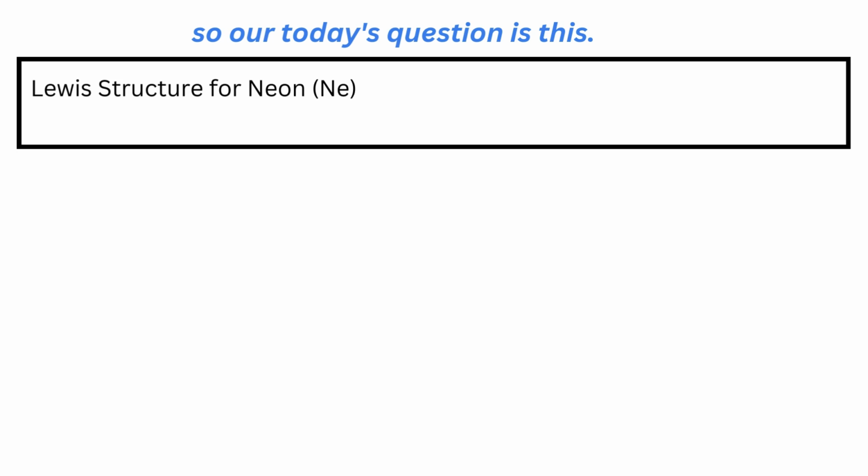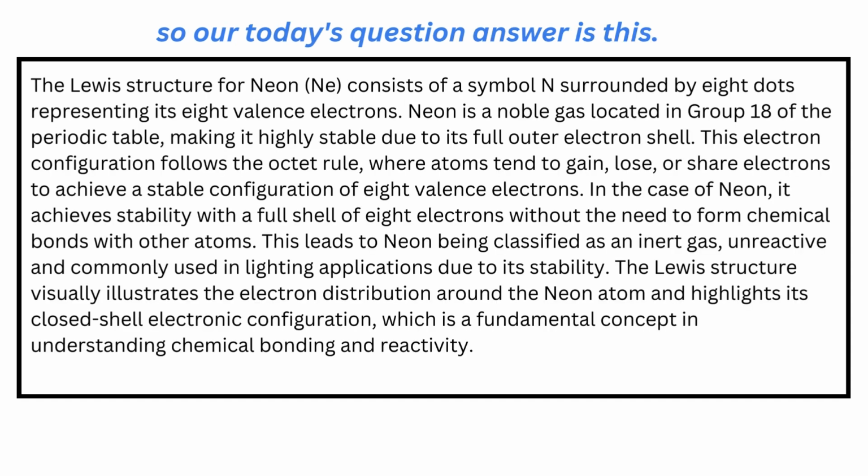Lewis structure for neon, Ne. Correct answer is the Lewis structure for neon, Ne, consists of a symbol and surrounded by 8 dots representing its 8 valence electrons. Neon is a noble gas located in group 18 of the periodic table, making it highly stable due to its full outer electron shell.